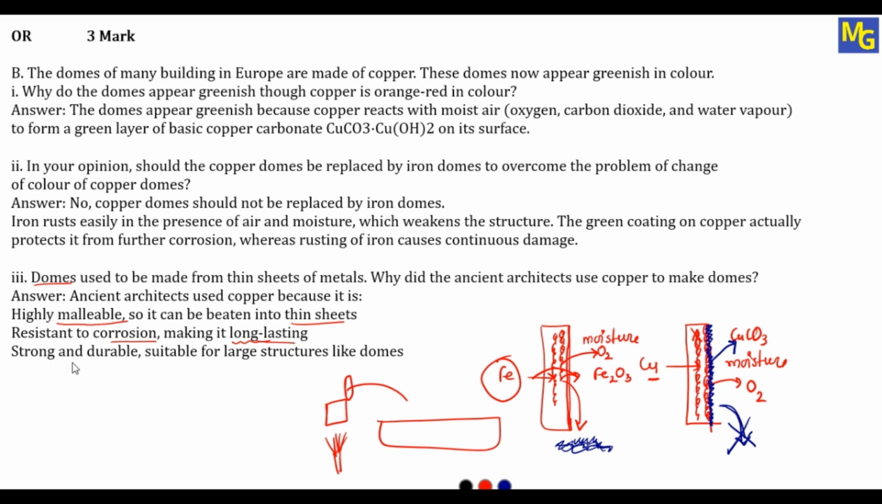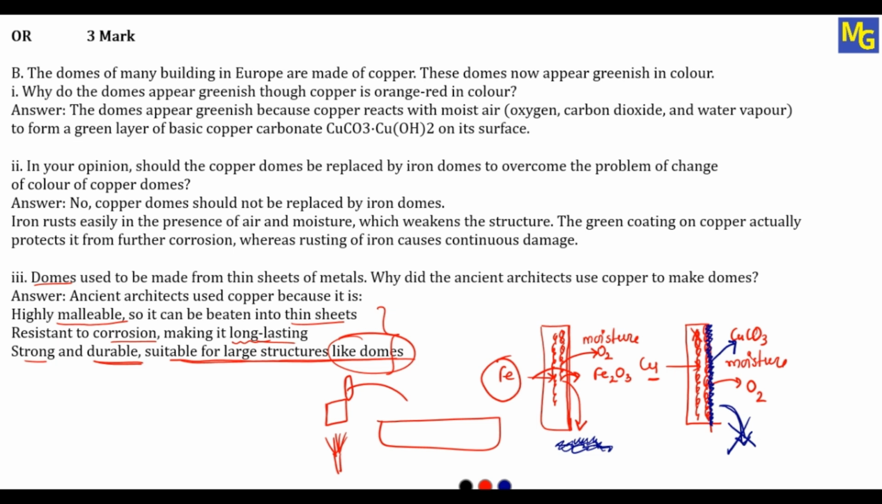Third one is strong, durable, suitable for large structures like domes. So it is a very strong metal, it is durable, and it is suitable for large structures like domes. So these are the properties because of which ancient architects used copper to make domes. So this is the answer for question B.